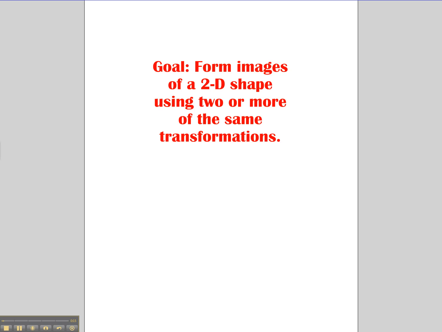Our goal for this lesson is to form images of a 2D shape using two or more of the same transformations. We're going to be using the transformations that we're familiar with so far. That's translating, reflecting, and rotating.